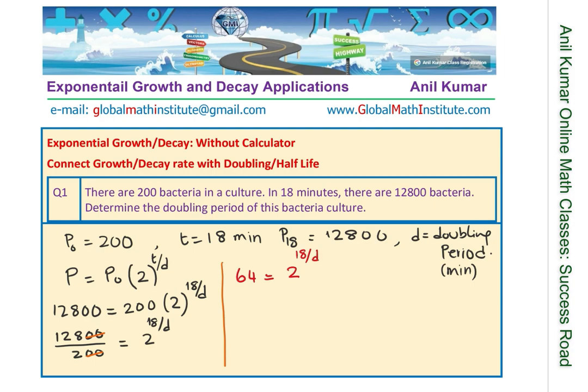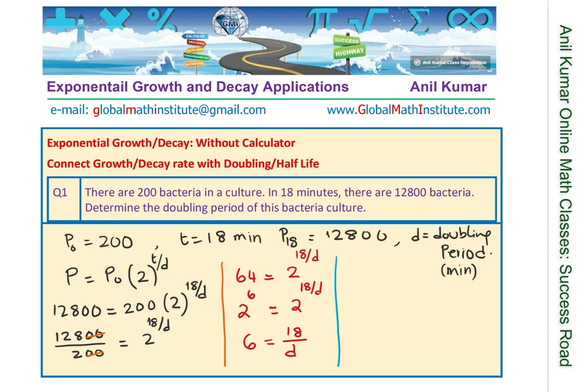Now 64 can be written as 2 to the power of what? Tell me. And that should be equal to 18 over D. Makes sense, right? 2 to the power of 6 is 64. So that clearly means that 6 should be equal to 18 over D. That is how we approach this particular question, or any question based on doubling time or half time period.